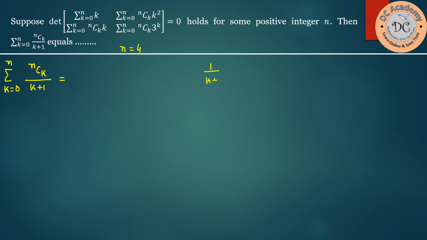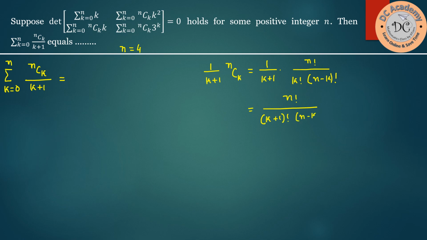So I go ahead and say k plus 1 in kC, which is equal to 1 by k plus 1. That's correct. Now, if I expand it, it will be factorial n divided by factorial k into factorial n minus k factorial. Now, k into k plus 1 gives me k plus 1 factorial. So it is factorial n divided by k plus 1 factorial multiplied by n minus k factorial.